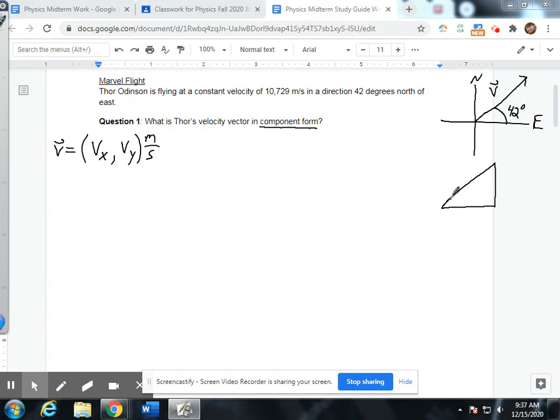We essentially just have a triangle. Our hypotenuse of that triangle is this big 10,729 number. We know this angle is 42 degrees. And our x component will be our adjacent side, that's the side that's on the x-axis, making the y component our opposite side. Now we just need to figure out these two sides.